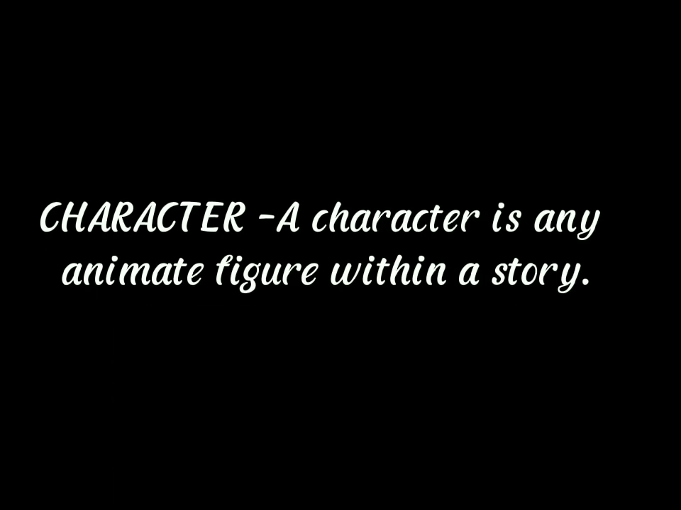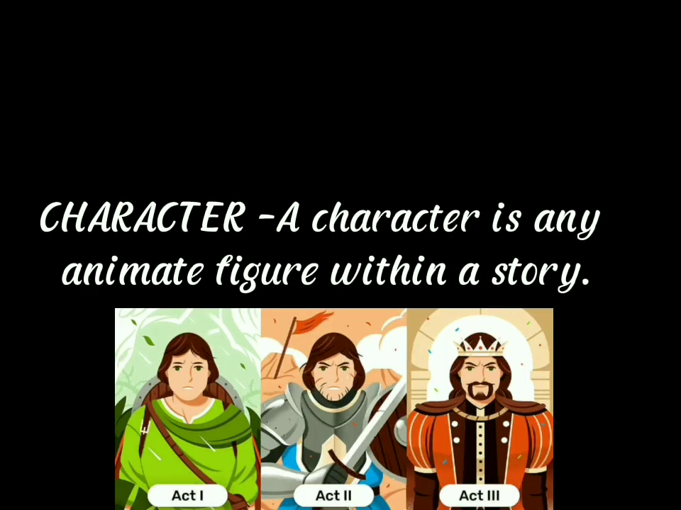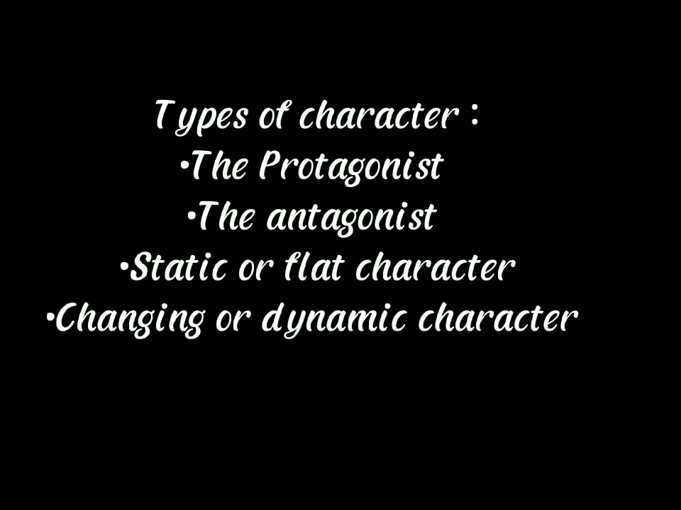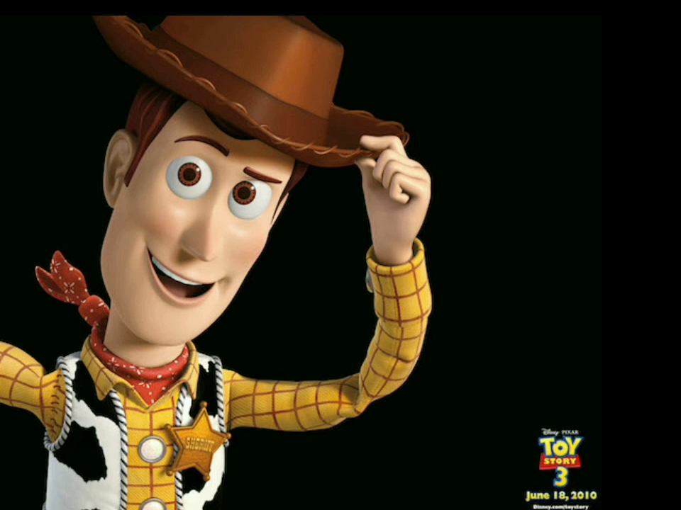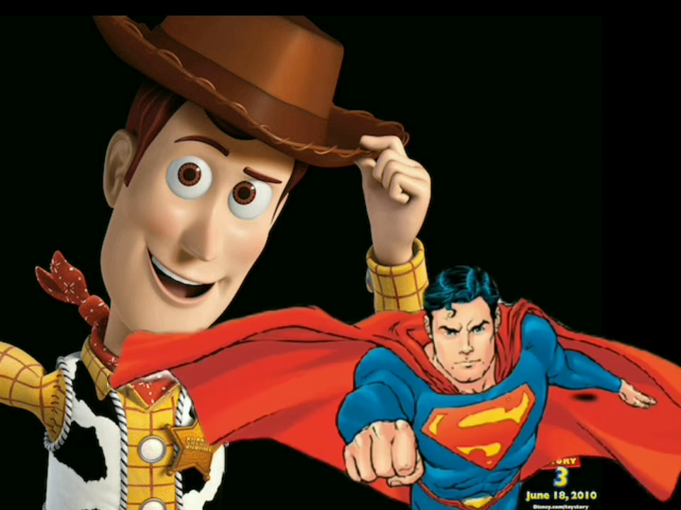So the first one is character. A character is any animate figure within a story. There are 4 types of characters. The first one is the protagonist. The protagonist is the character who drives the action, the character whose fate matters most. In other words, they are involved in and often central to the plot or conflict of the story, but are also usually the emotional heart of the narrative.